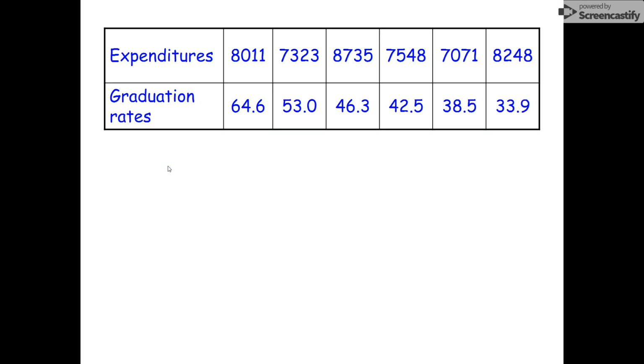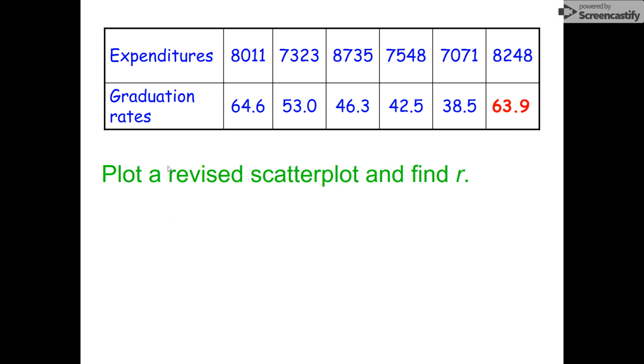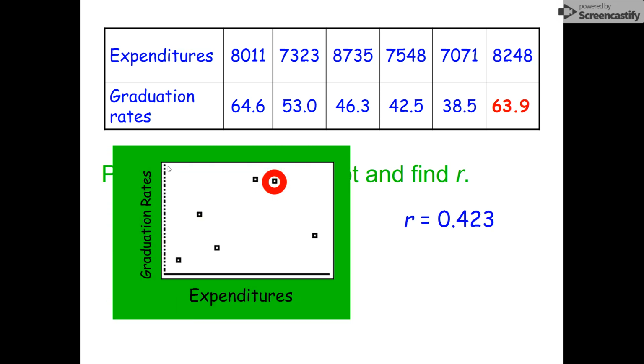Okay, so going back to our expenditures and graduation rates, another property of a correlation coefficient is that sometimes values are mistyped. So let's say that 33.9 was really 63.9. If we actually fix that, we need to talk about what's going to happen to the correlation coefficient. If we went back into our calculator to plot a revised scatter plot, it's pretty much going to be the same exact scatter plot, except the last point is going to go up. That last point of 8,248 is going to go up. To show you that, this goes up.